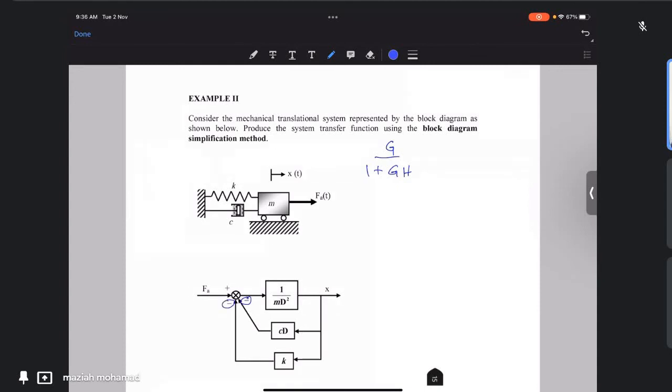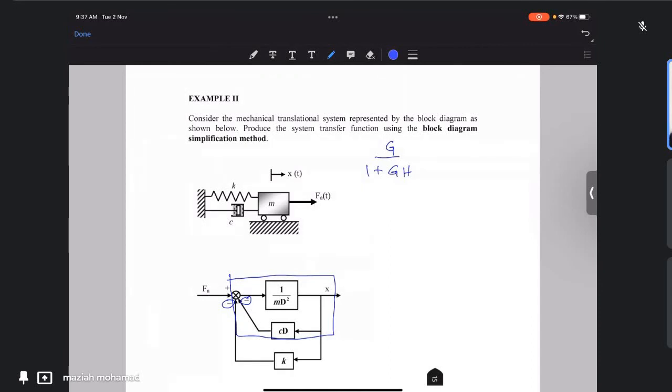Okay, so we're going to do it one by one. First, let us solve for the first two parallel blocks, then it will become one block. Then we're going to combine it with the last block there for the K. Right?